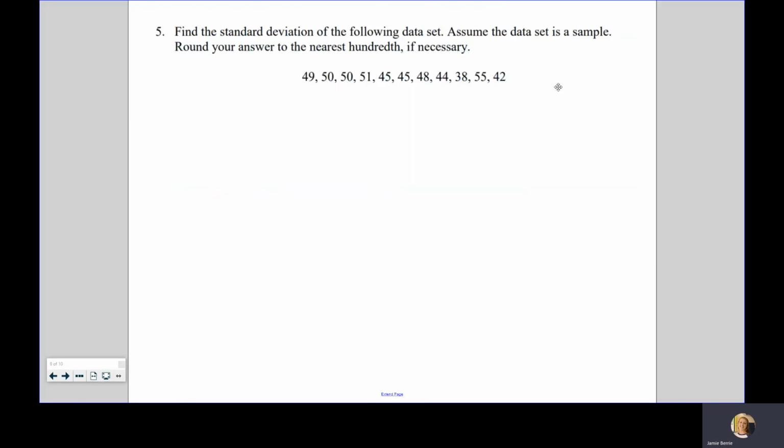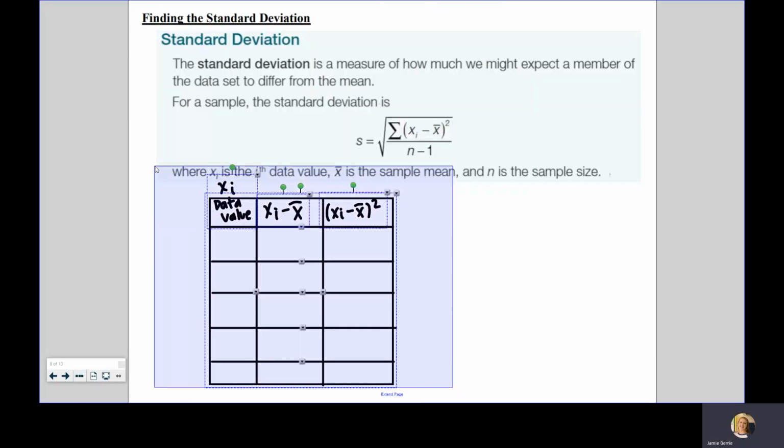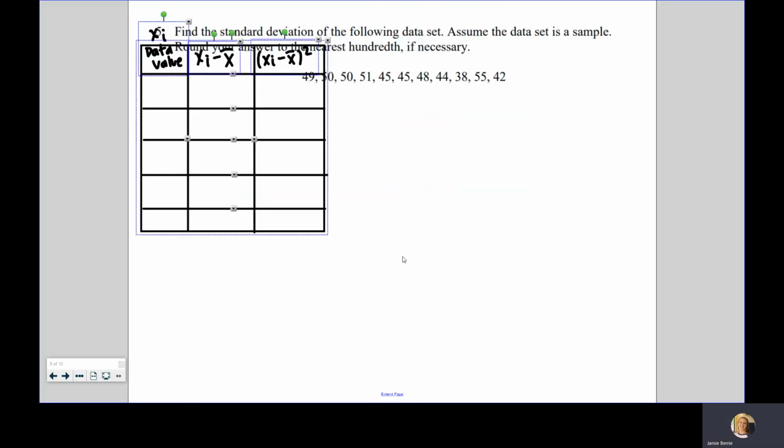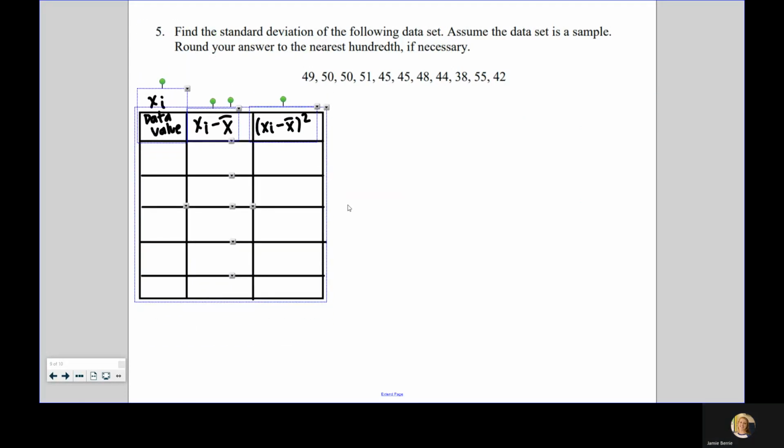It says, find the standard deviation of the following data set. Assume the data set is a sample. Round your answer to the nearest hundredth if necessary. Dang, didn't copy over. Let me try again. There we go. All right, so I think we counted this data set earlier and there were 11. Let's just make sure. 1, 2, 3, 4, 5, 6, 7, 8, 9, 10, 11. So that means we're going to need 11 rows in our table. So we're going to need to make this way bigger.